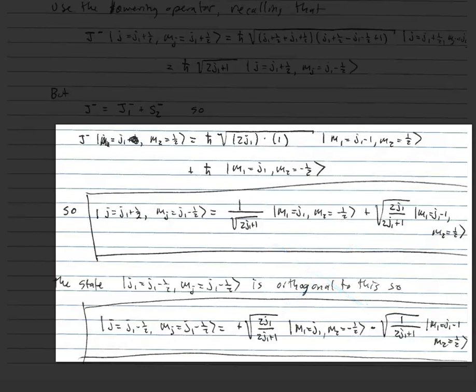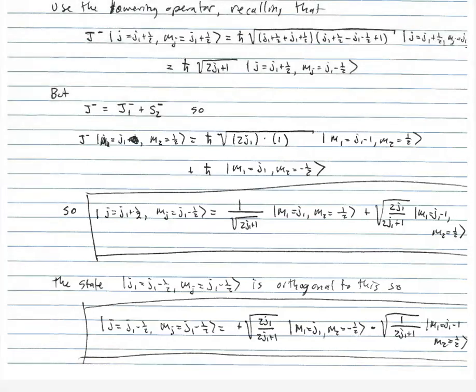m1 equals j1, m2 equals minus a half, minus the square root of 1 over 2j1 plus 1. m1 equals j1 minus 1, m2 equals a half. All right, so that really wasn't so bad. It's a pretty general case that we worked out.